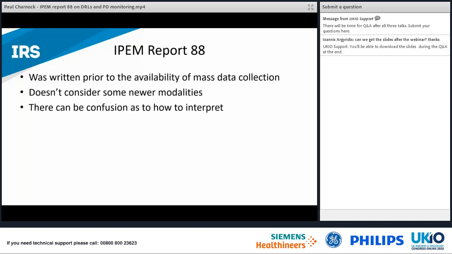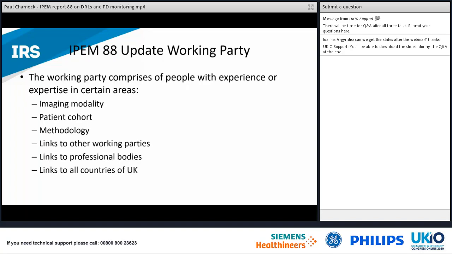And so we formed the IPEM 88 Update Working Party. And for this working party, we pulled people in with experience or expertise across a whole range of areas. I'll talk about some of these in a little bit more detail, but overall, we wanted to cover as many imaging modalities as we could. We wanted to cover different patient cohorts. We wanted to cover different methodologies of data collection and analysis that may be available. We also wanted to make sure that we have the appropriate links to other working parties, other professional bodies, and also to ensure that what is written applies to all four countries of the UK.